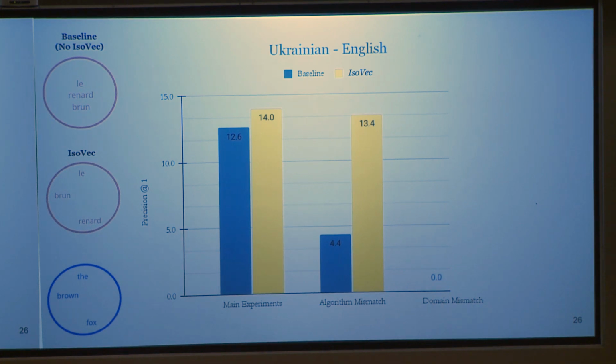But now if we add in IsoVec, we achieve 13.1%, which is recovering almost all of the performance of using IsoVec initially, and indeed it's even stronger than the baseline domain-matched experiments without IsoVec. We run these experiments on Bengali English and Tamil English, and we see similar results across those.